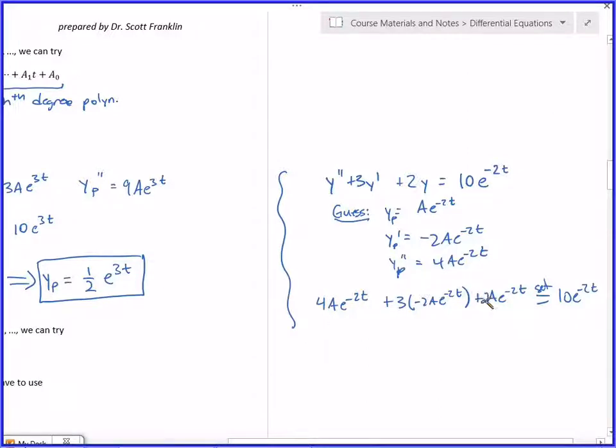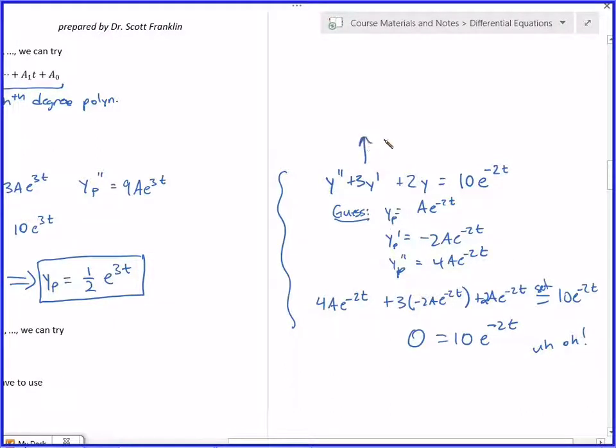And I left out a 2 right there, sorry. All right, this 2. Do you see the problem? 0 equals 10 e to the minus 2t. There's no a. Uh-oh. Okay, so why did that happen?